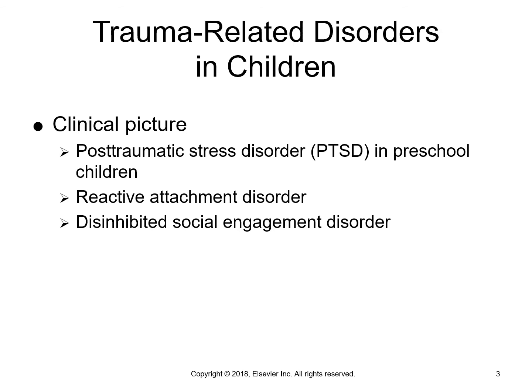Looking at trauma-related disorders in children, you can have various clinical pictures. First may be post-traumatic stress disorder. It can exhibit as a reactive attachment disorder. And another is disinhibited social engagement disorder. So what is post-traumatic stress disorder?